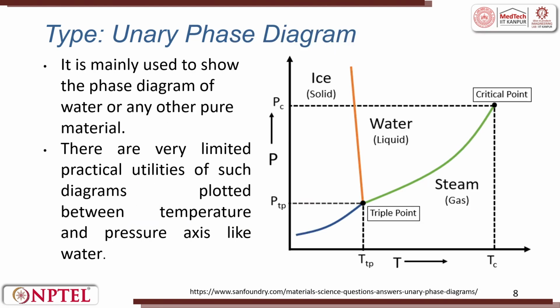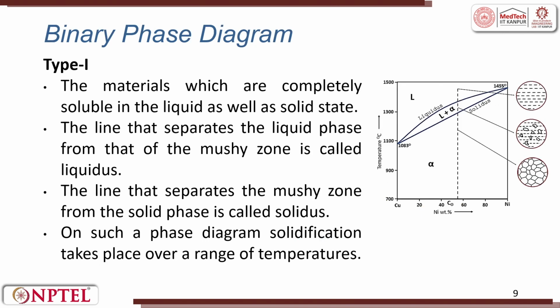Kinds of phase diagram: if we say unary phase diagram, this is for water only. It is ice, water and steam, that is solid, liquid and gas, 3 states, and this is a triple point where all the 3 exist in unison. Binary phase diagrams are there, which have 2 components. These phase diagrams have 3 different categories.